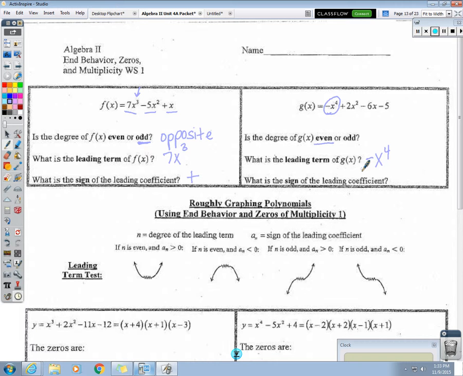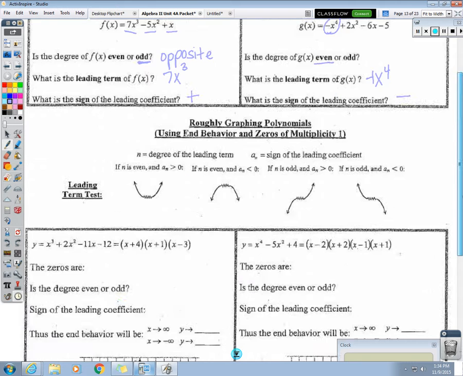4. Okay, what is the coefficient of the third term? Negative 6. What is the constant? Negative 5. Remember, a coefficient is the number with the variable. If it doesn't have a variable, it's called a constant. Okay, what is the sign of the leading coefficient? Negative. Because isn't that a negative 1 beside the x to the 4th? Yeah.